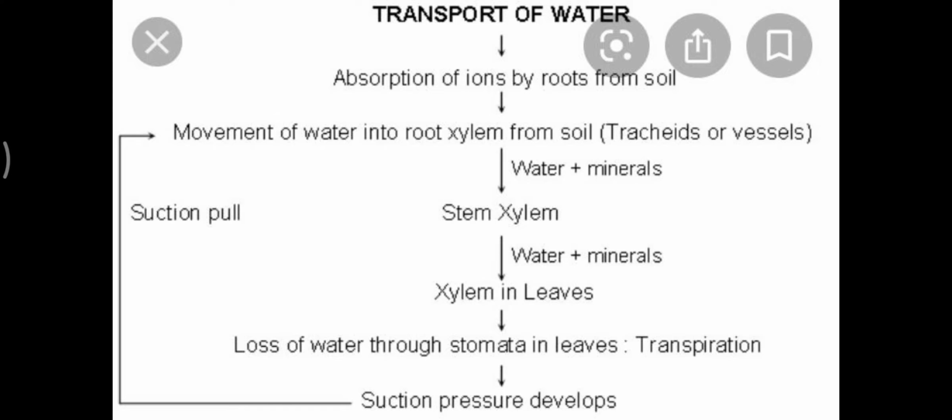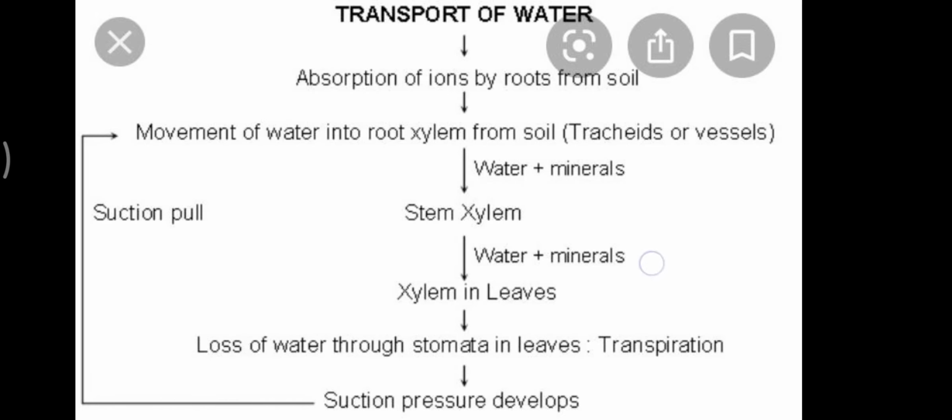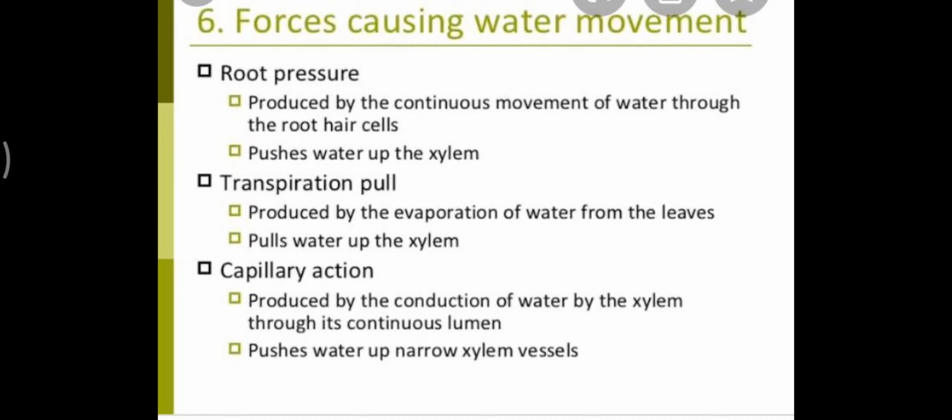Now, due to this transpiration, a suction pressure or pull is created, and as a result of this suction pull, the water moves up a plant. So, transpiration of water plays a very important role when it comes to transport of water from soil to various heights. Now, let us see the various types of pressures that are causing the movement of water.